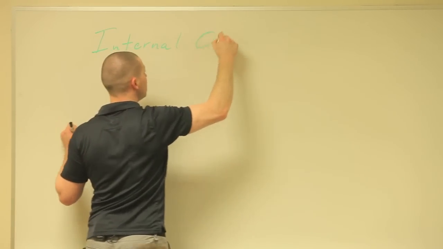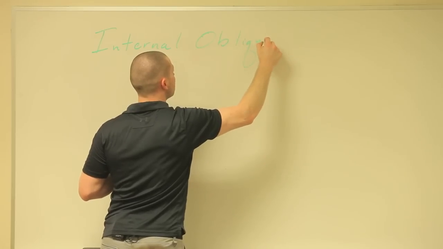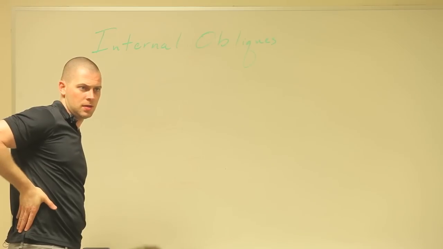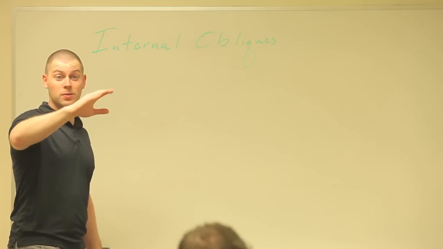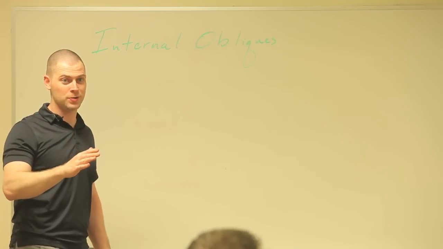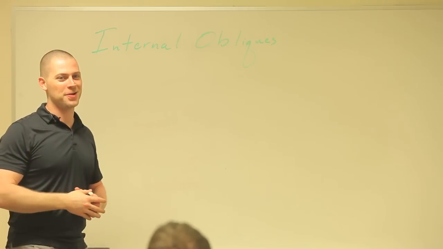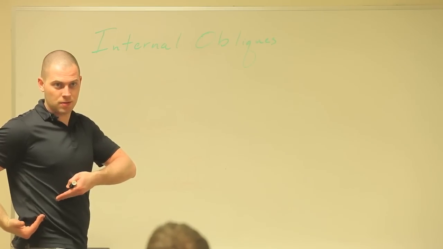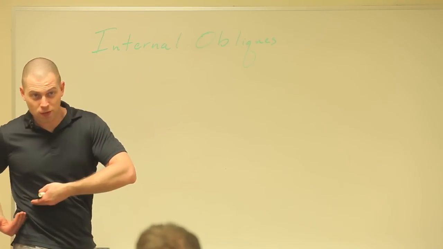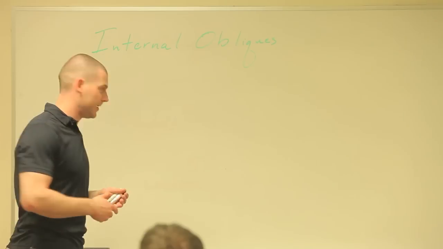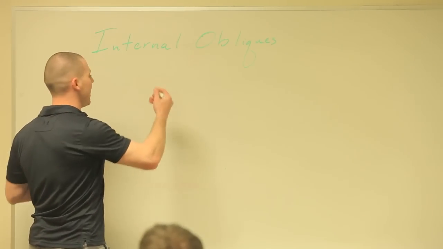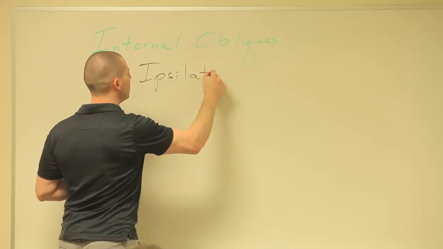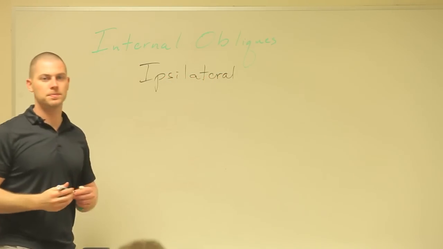Internal obliques. So what joint actions are we looking at? Rotation, we've got the obliquity, we know it's on a diagonal, we know it's probably going to contribute to rotation. You have to tell me ipsilateral, contralateral though. If it's this way, it's going to shorten. Can you guys see how that would shorten? Exactly. Ipsilateral.